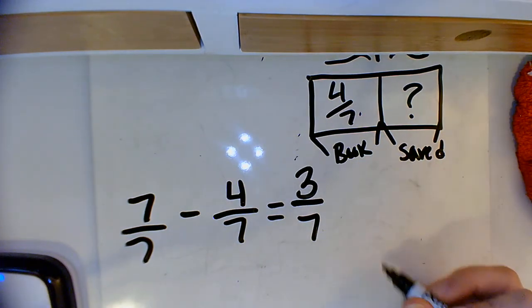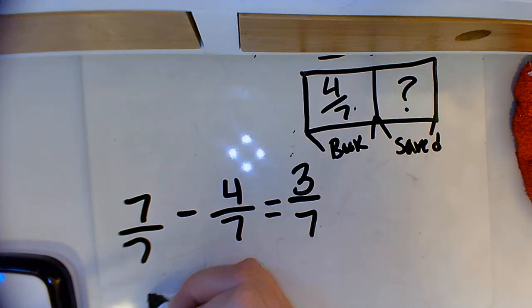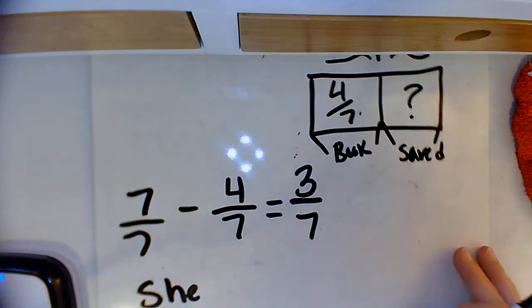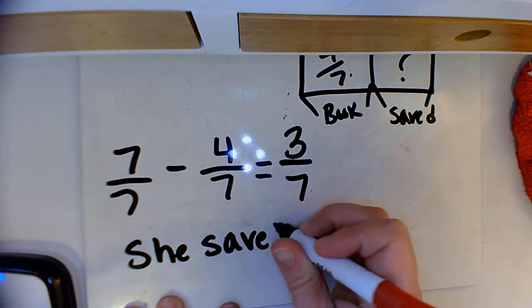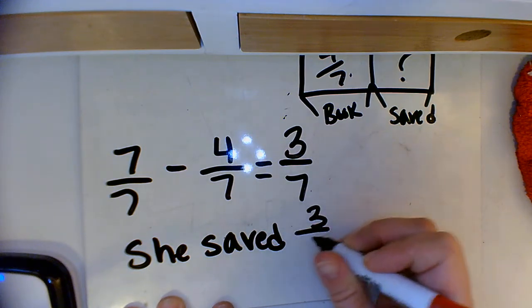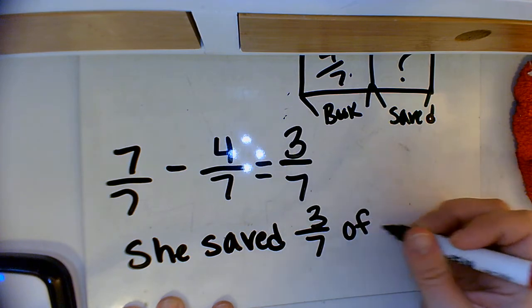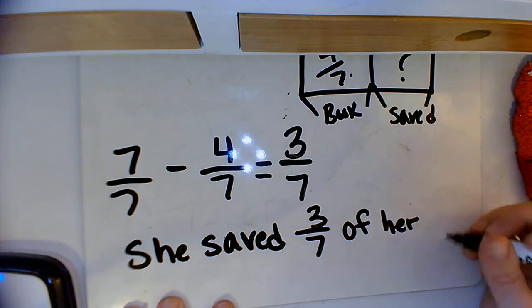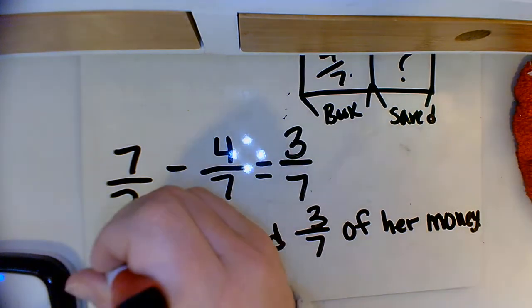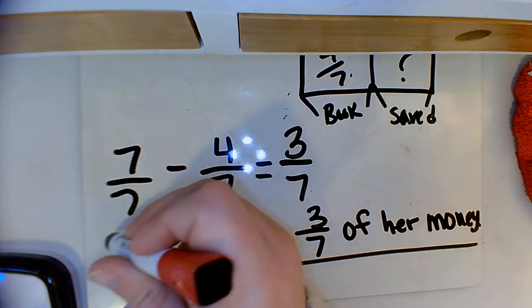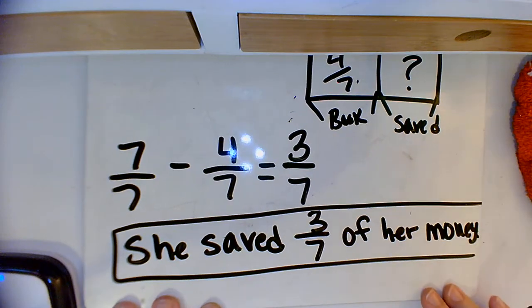So our answer statement is going to say, she saved 3/7 of her money. Box my answer statement.